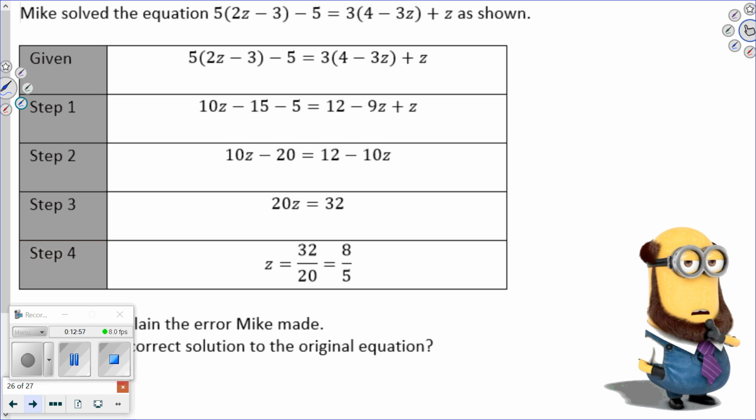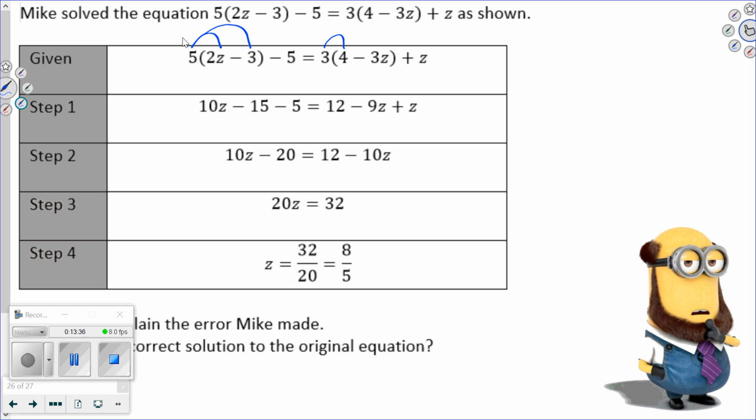So honestly, guys, when you're trying to figure out the error, don't just stare at it. It's not going to jump off the page at you. Go through the process. What would you do if you were going to solve this? I would distribute, right? So 5 times 2z, that's 10z. 5 times negative 3, negative 15. They brought down the minus 5, equals 3 times 4 is 12. 3 times negative 3, negative 9. And they brought down the plus z. So at step 1, did they make any errors? No.